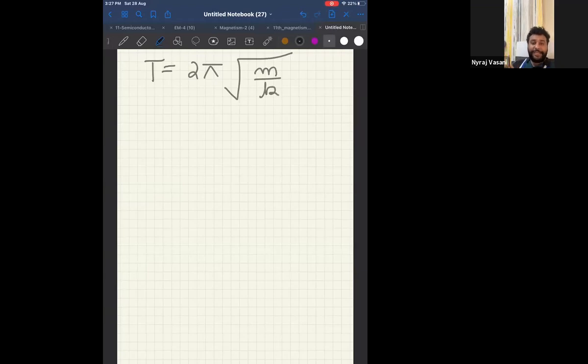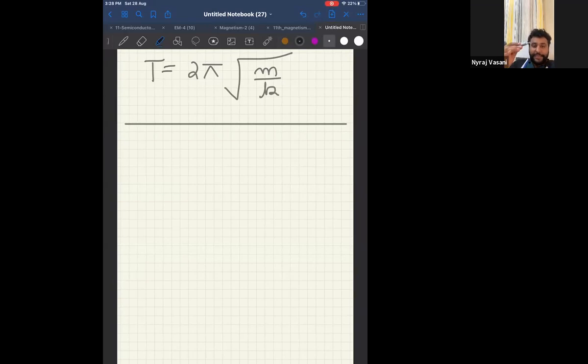Time period of oscillation can also be written in this formula. T is equal to 2 pi root m by k. My challenge to you is, can you find out how? You already know the formula which will give you this. Can you find out? Challenge question. Can you show me how I can say time period is equal to 2 pi root m by k?